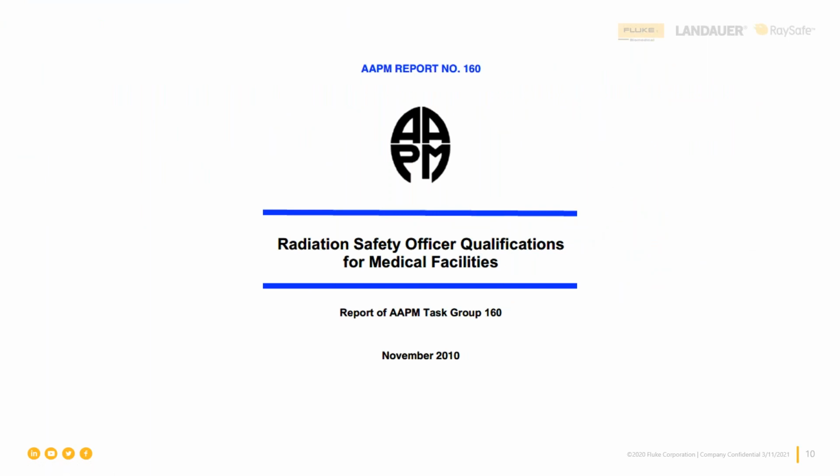And one of them is AAPM Report 160. This is a task group that was put together to decide what qualifications and roles and responsibilities are appropriate, especially based on the RSO's background.